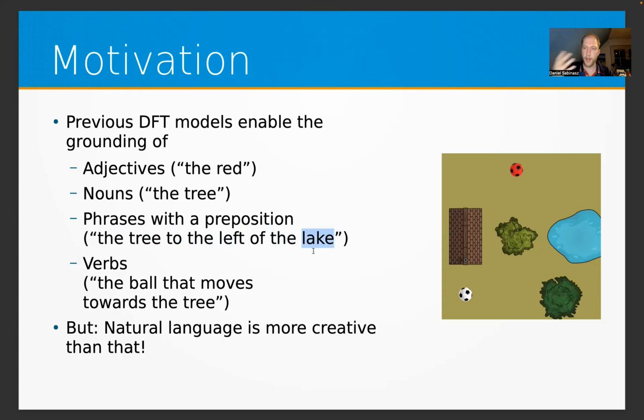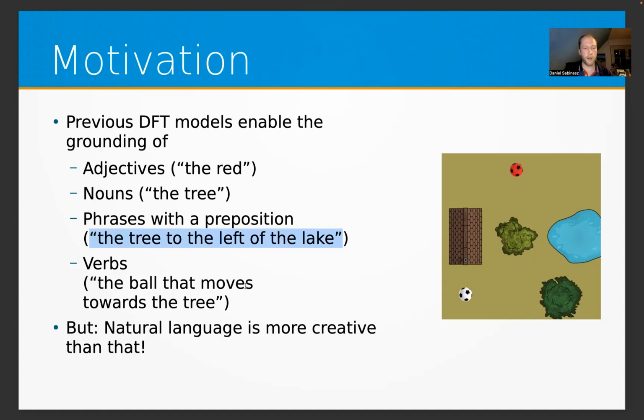So grounding the lake in a perceptual representation of a lake concept. Same for the tree, and also grounding "left of" in a perceptual representation of leftness, or of the spatial relation left of, and grounding the whole phrase by identifying the object in the visual input that is denoted by that phrase. In this case, the tree to the left of the lake, which would be this one here.